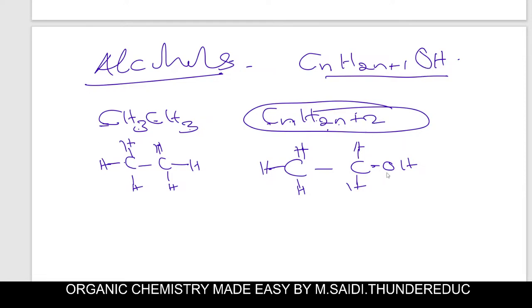Why? Because I've removed one hydrogen. That's why here, instead of 2, I have 1. And I've replaced another hydrogen with OH. That's why I have the OH there. Hence, the general formula for alcohol becomes like that. I think I'm clear there. Then, let's go to the naming of alcohols and the classes of alcohols.